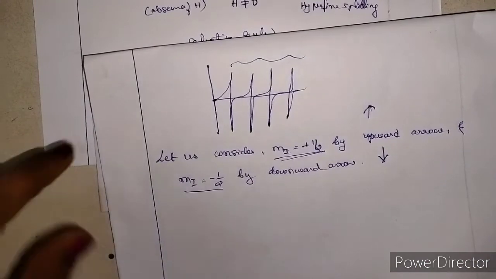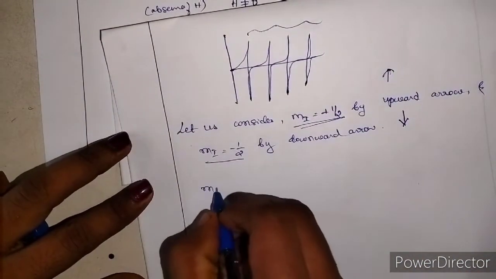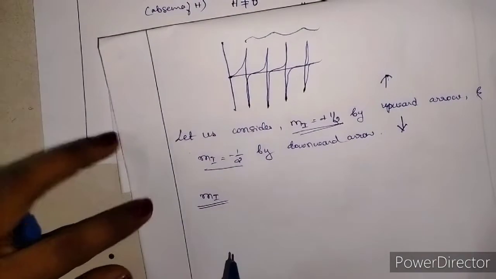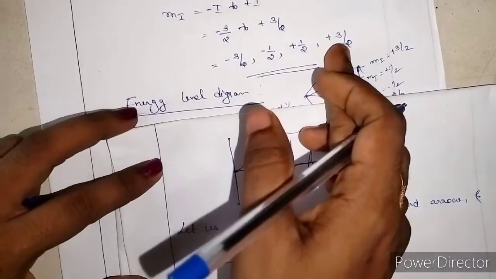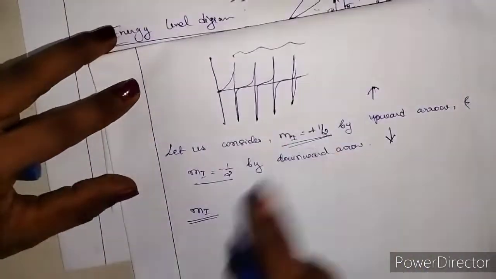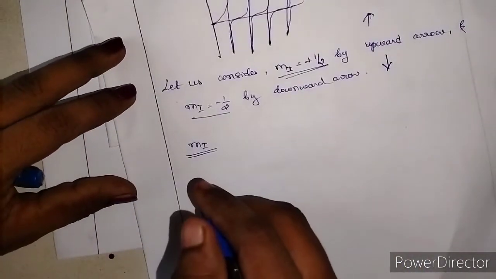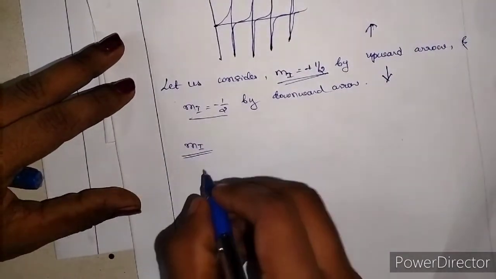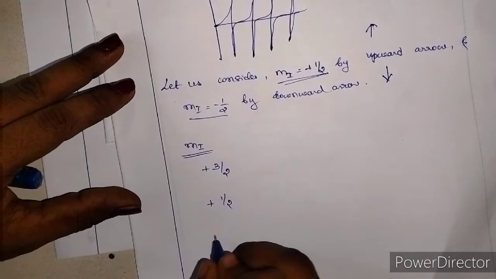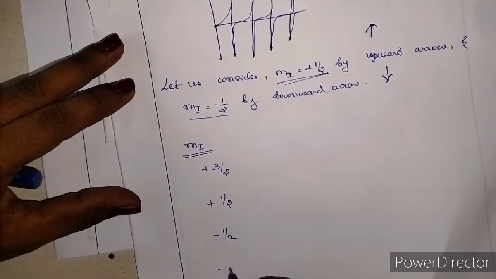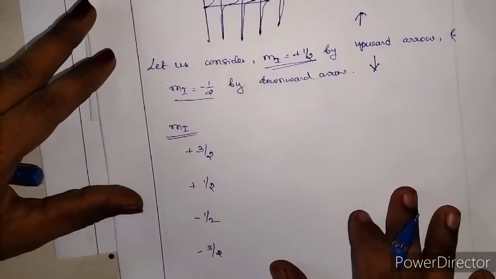Now write how many mI values there are. We know that there are 4 mI values here: minus 3 by 2, minus 1 by 2, plus 1 by 2 and plus 3 by 2. There are 4 mI values. I am writing those 4 mI values here: plus 3 by 2, plus 1 by 2, minus 1 by 2 and minus 3 by 2. These are all the mI values for the methyl free radical.